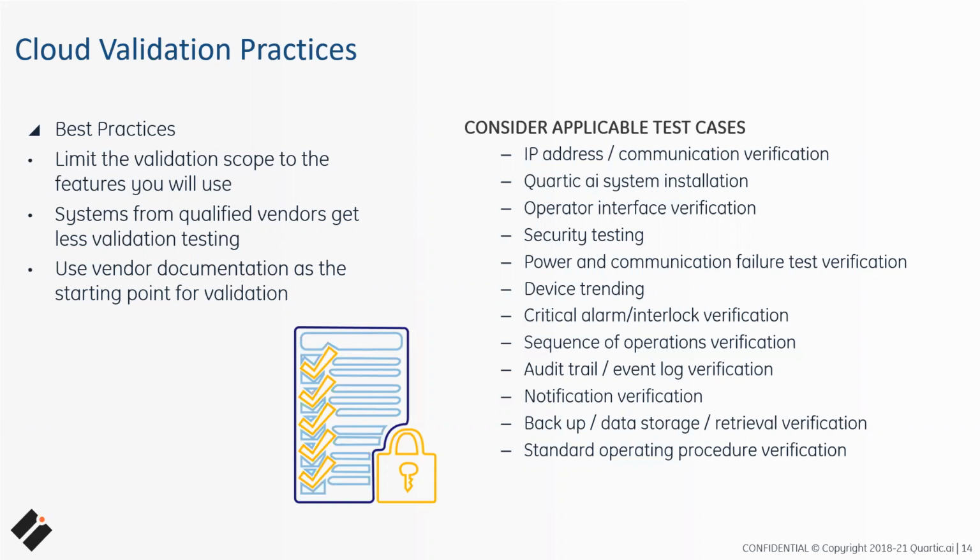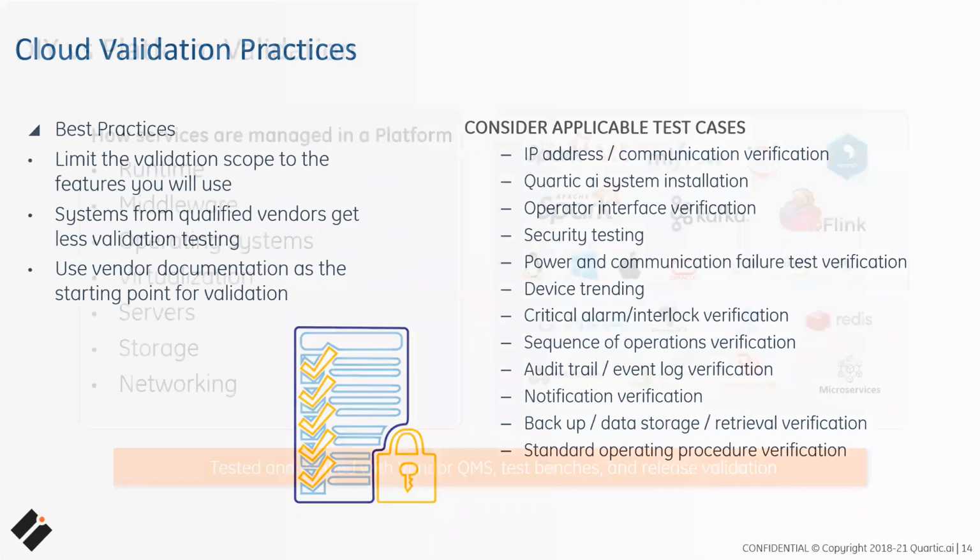But as we look at the portion that's the Quartic portion, that's all the functional testing, that includes the sequence of ops, it includes any alarms, interlocks, notifications. It does include all of these items, even if they tie into the SOC 2. All of that's included in the Quartic validation package. Okay, so let's move on to the next slide. Vinod.